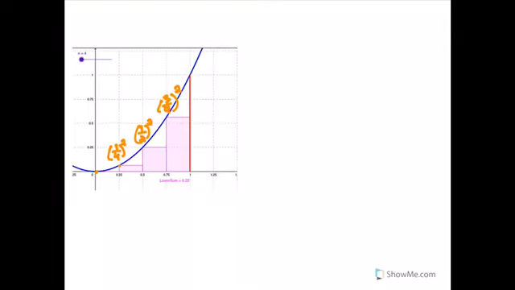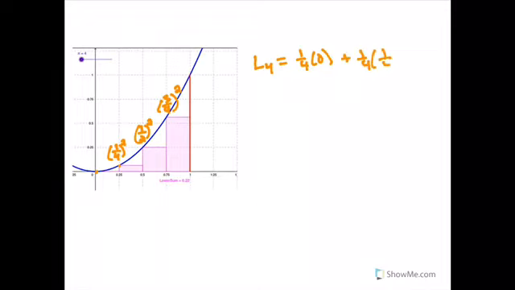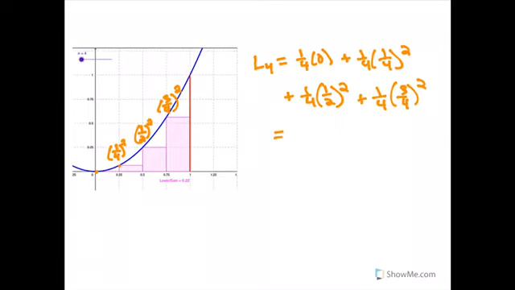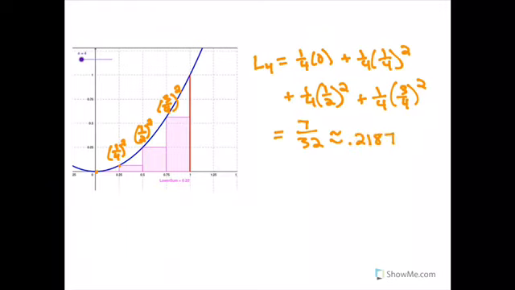3/4 squared. So we'll say this is the left-hand sum with 4 rectangles: a base of 1/4 times the height of 0, plus 1/4 times 1/4 squared, plus 1/4 times 1/2 squared, plus 1/4 times 3/4 squared, and that gives me 7/32, which is approximately 0.21875.